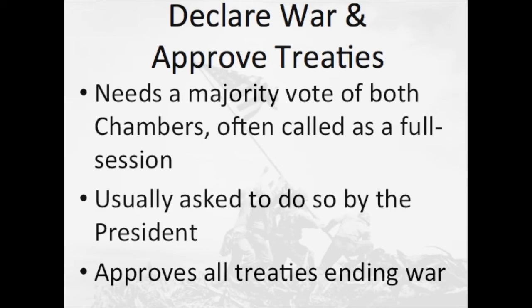Congress has the power to approve treaties of the president. If the Senate disagrees with the president's treaty, they can reject it, vote it down, and it becomes null and void. That means the agreement to end the war could become null and void, the trade agreement, and so forth. So Congress has the power to declare war and has oversight on treaties, allowing them to either vote them up or down.